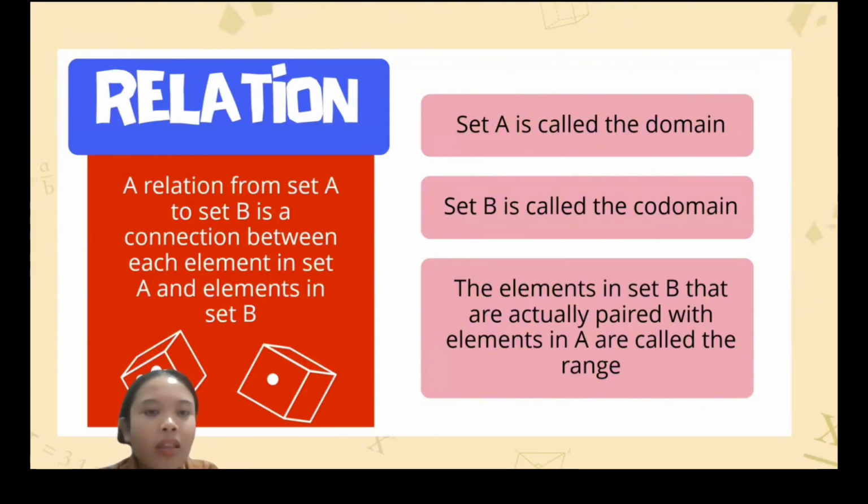Okay, after understanding sets, the next step is learning how elements from one set can be related to elements in another set. This is called a relation. First, what is a relation? A relation from set A to set B is a connection between each element in set A and element in set B. In other words, a relation from set A to set B can be defined as a subset of A cross B. There are also three important terms you need to know. The first one is set A, which is called the domain. Set B is called the codomain. And lastly, the elements in set B that are actually paired with elements in A are called the range.